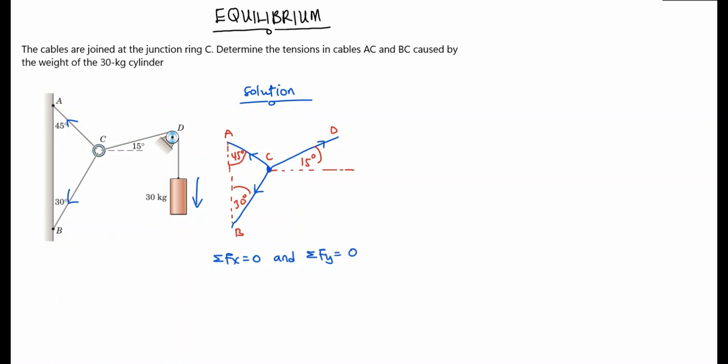But first of all, let's look at the tension in this cable here. Because of this weight, the tension in that part of the cable, which is the cable CD, will be as a result of the weight of the mass. So that tension, TCD, will be equal to 30 kilogram times acceleration due to gravity. So TCD will be 30 times 9.81, which gives us a value of 294.3 Newton. Let's take note of that.